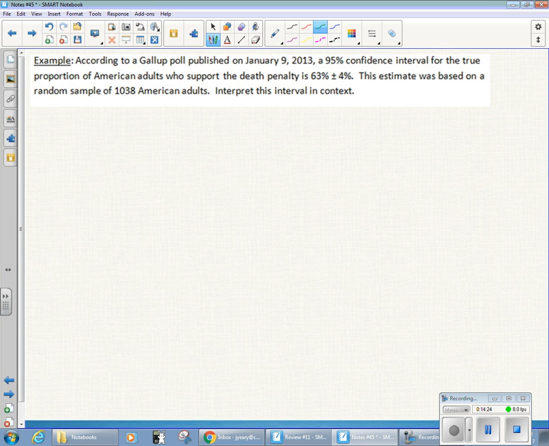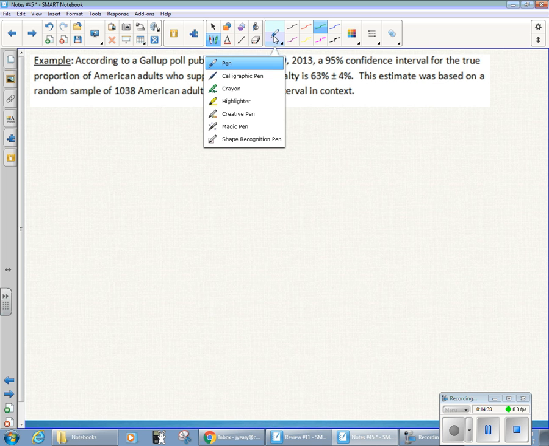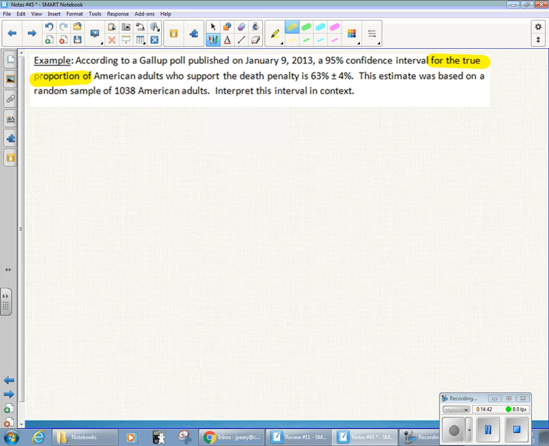So let's actually try some. What we got here? We got two examples. Perfect. So according to a Gallup poll published on January 9th, 2013, a 95% confidence interval for the true proportion of American adults who support the death penalty. I'm going to highlight this because it is very important for us. This highlighted portion is telling us who we're collecting information about. So in this survey, these people were asked to give their opinions on the death penalty. Okay, and the confidence interval turned out to be 63% plus or minus 4%.